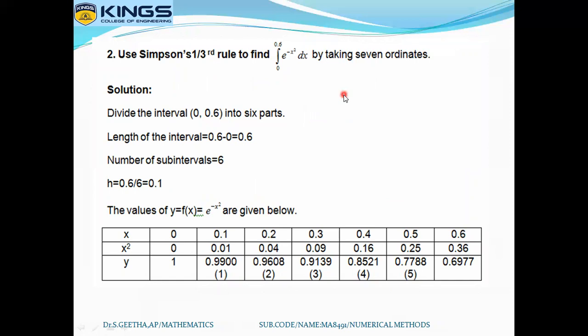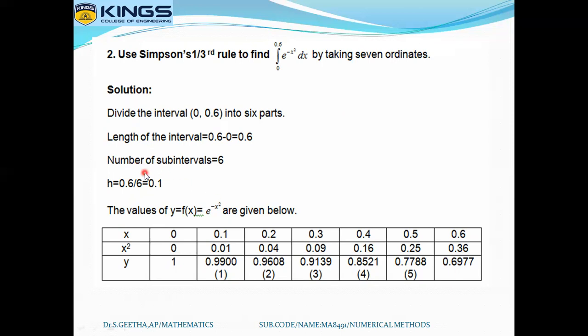Use Simpson's rule to find the value of integral 0 to 0.6 e power minus x square dx, taking 7 ordinates. 7 ordinates means 6 subintervals. It is given that the number of subintervals is 6. The length of the interval is 0.6 minus 0, which is equal to 0.6.